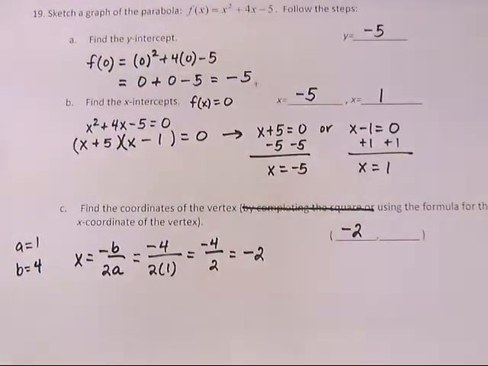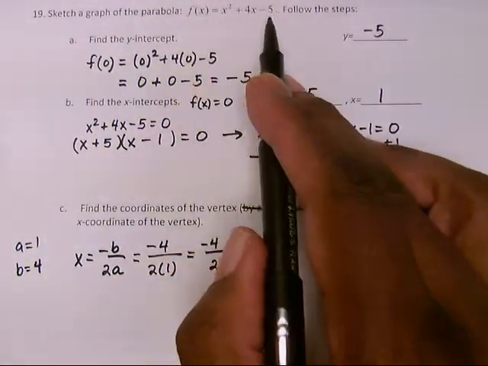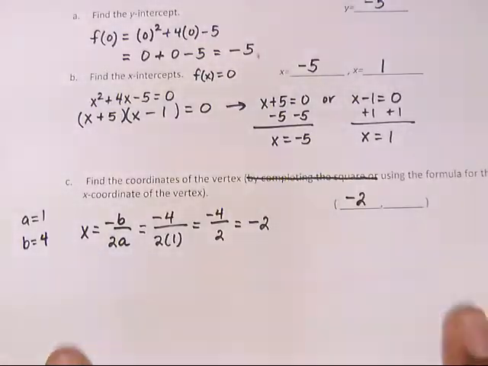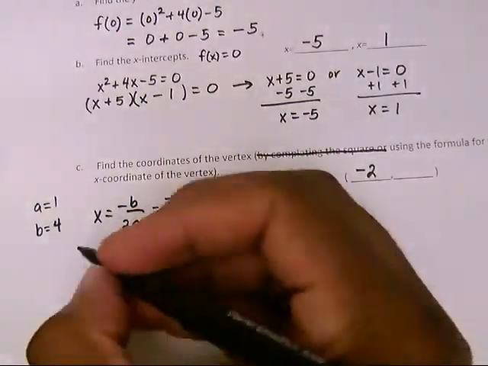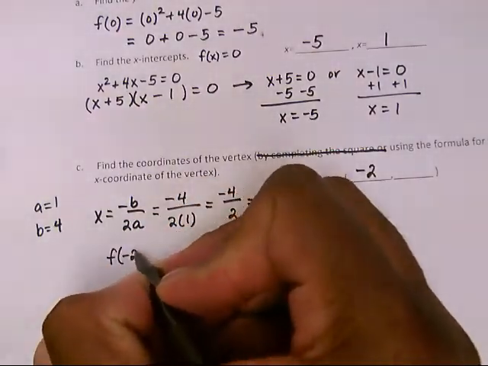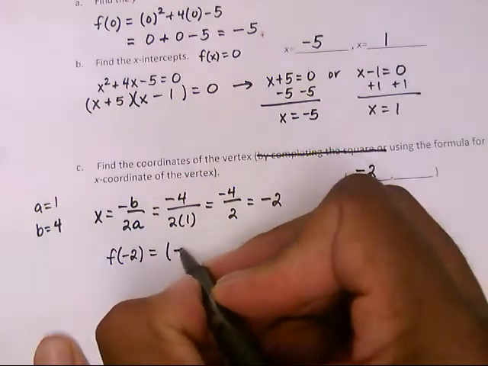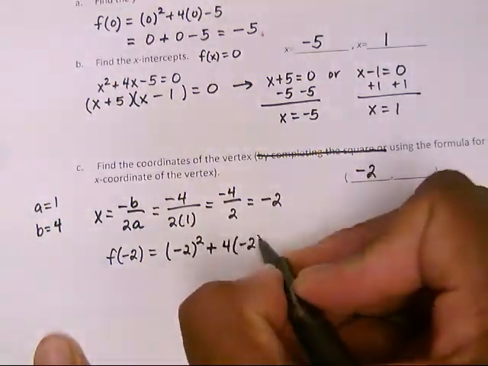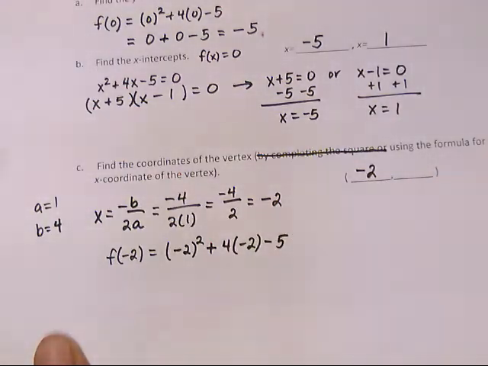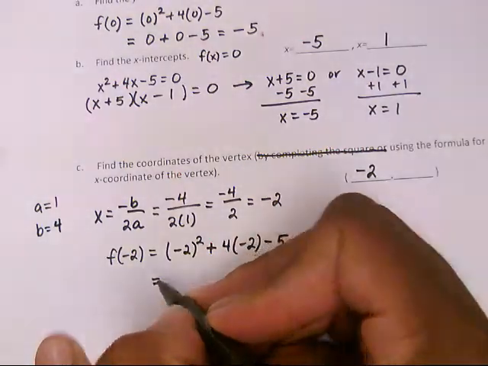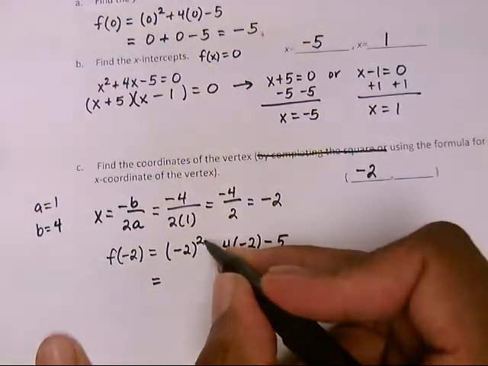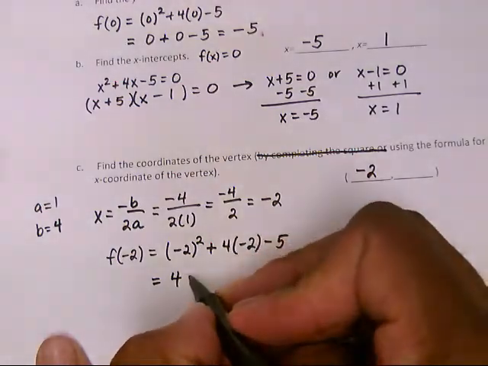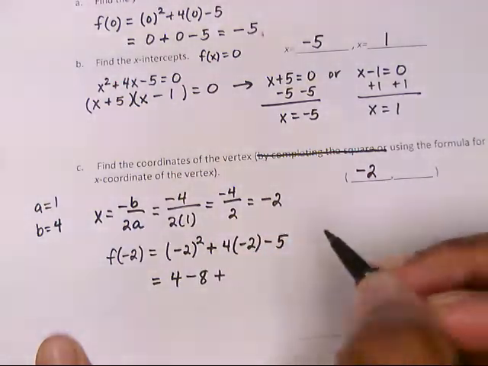Now to find the y-coordinate of the vertex, I replace each x in the f of x with negative 2. So in this case here, f of negative 2 will be this. Negative 2, and that's squared, plus 4 times negative 2 minus 5. Now, negative 2 squared is negative 2 times negative 2. That's going to be 4. And then 4 times that negative 2 will be minus 8, minus 5.